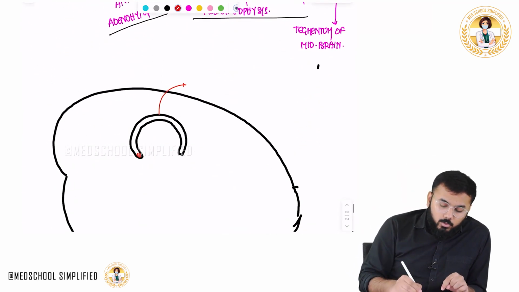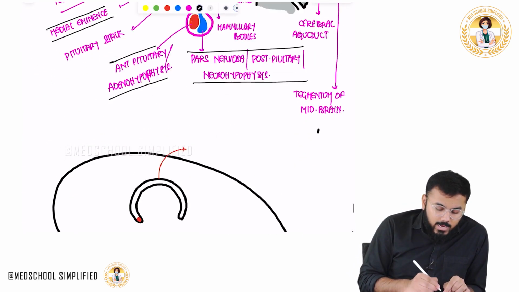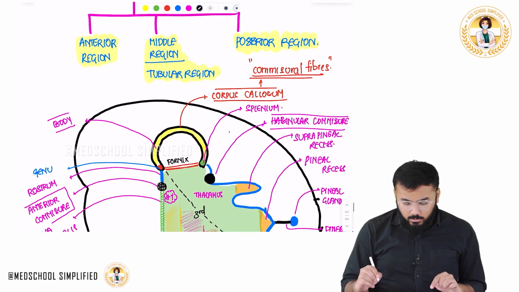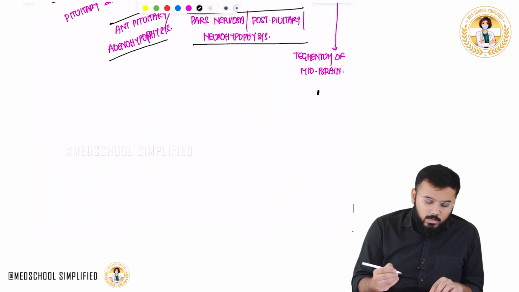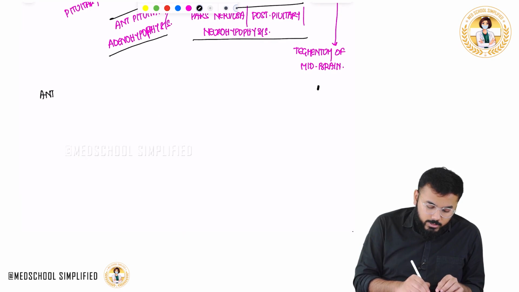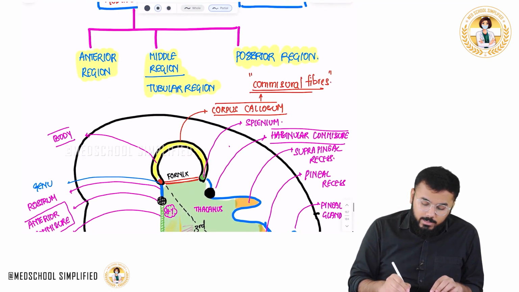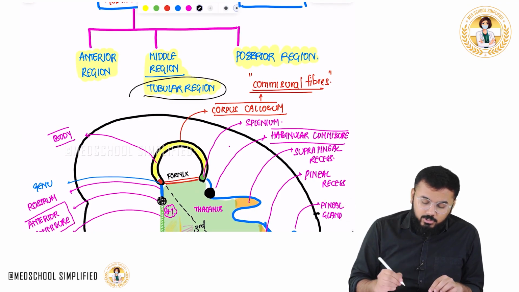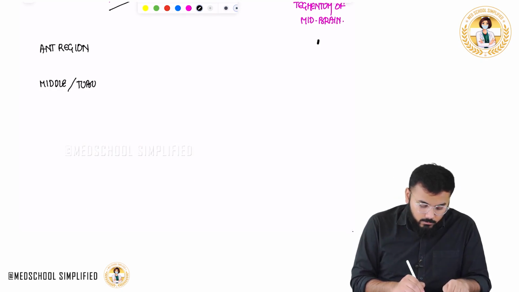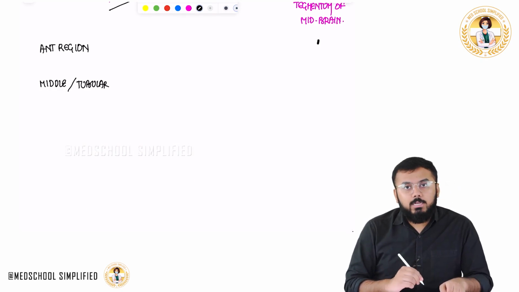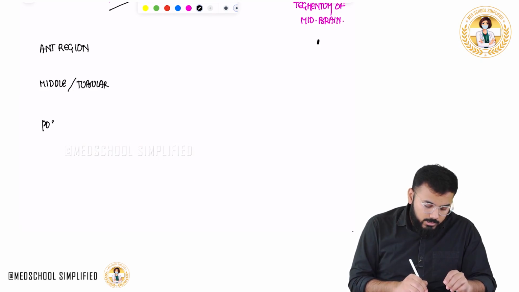So one thing you need to note down over here, I will write it down here itself. Okay, there is no space over here. So we discussed three important regions, right? What are the three important regions? We discussed one called the anterior region. We discussed another one called the middle region, and the middle region is also given another name, called the tubular region, right? So middle region or tubular region, and the last region is called the posterior region.